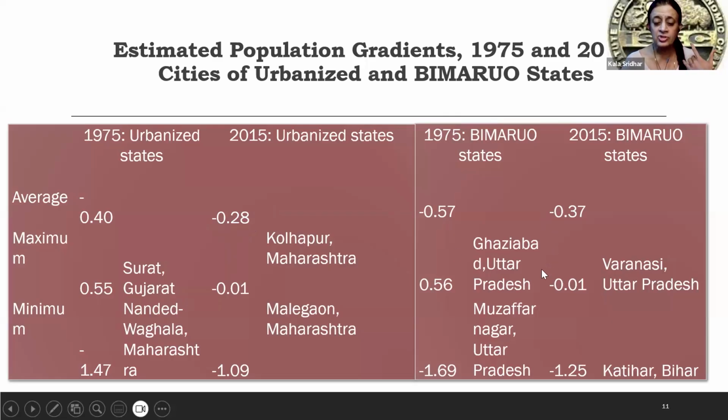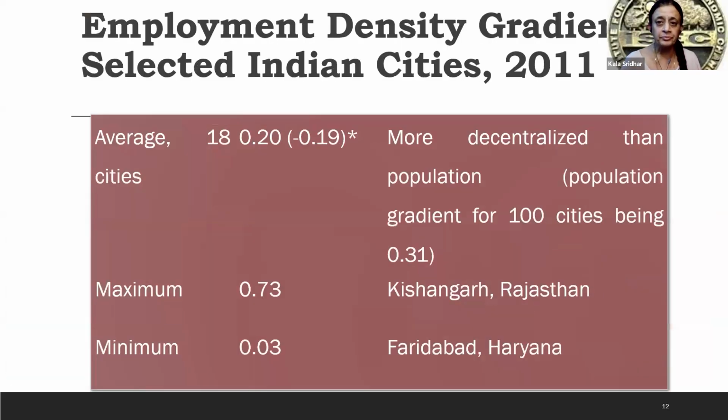So one striking finding that we have here is that the urbanized high income states had their cities more sprawling, right? But we would have expected them to be a lot more compact because they're urbanized and they need land and they need to be efficient with the use of land. But that was not clearly the case, right? The urbanized and the richer states, they sprawled a lot more than the poorer states.